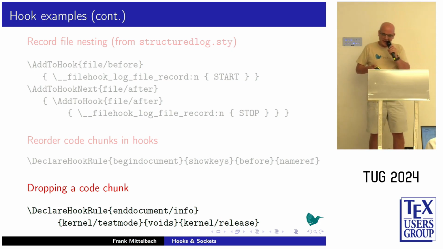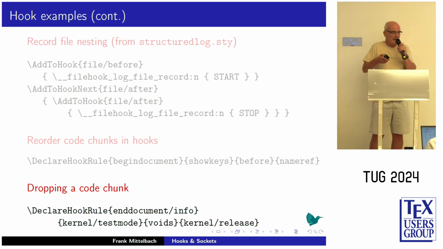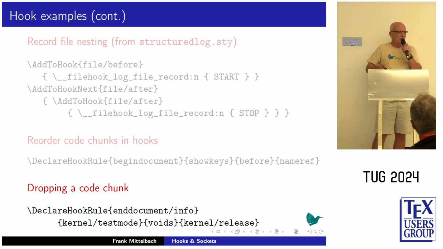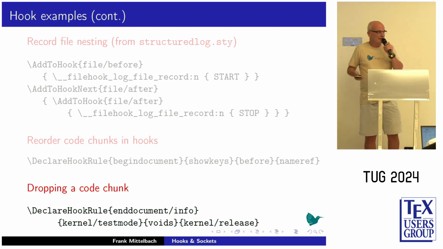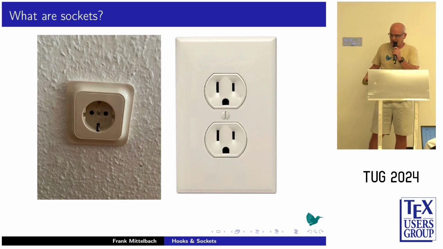And so what this code here does is basically saying, in the hook end document info, if there is a code chunk called kernel test mode, it removes the code chunk called kernel release. So basically all the test suite needs to do is to install kernel test mode in that hook, and then it drops the code that we have normally in this place.